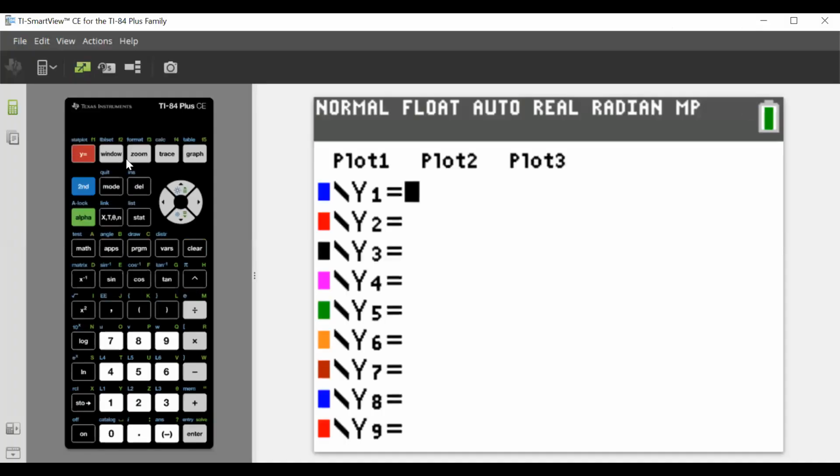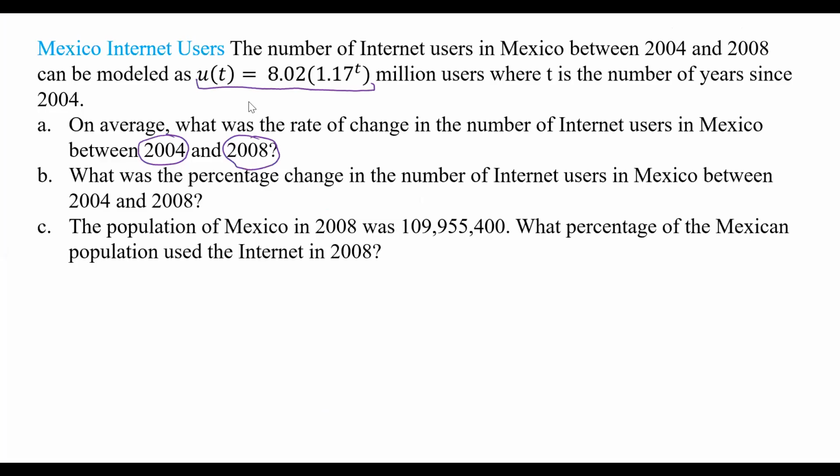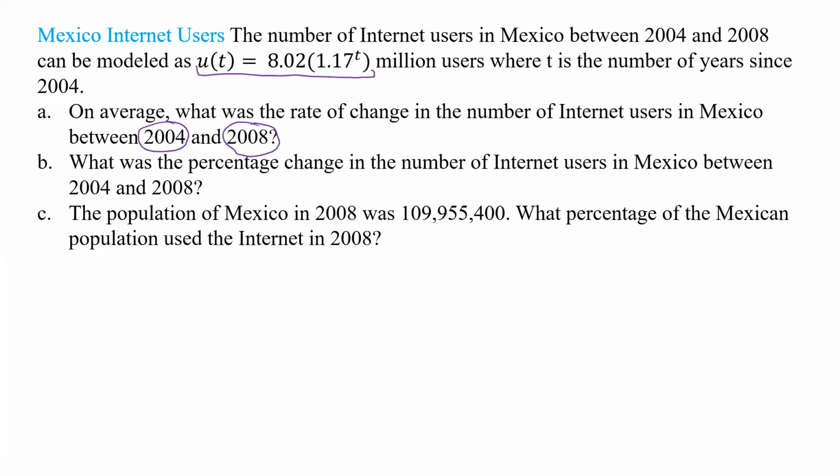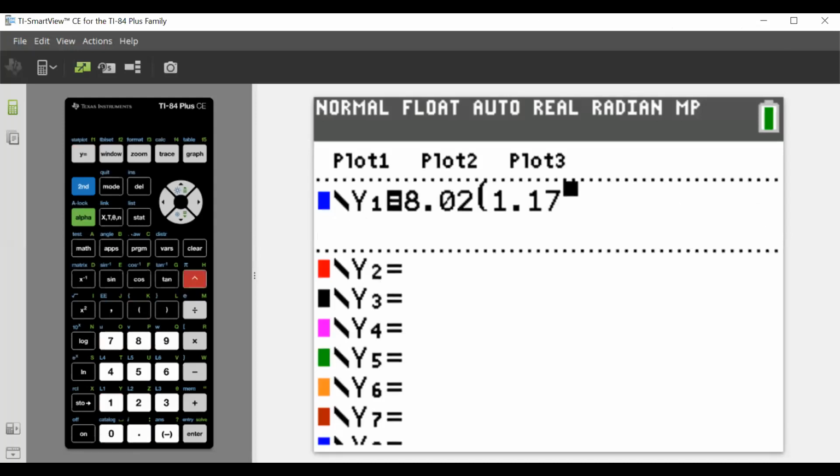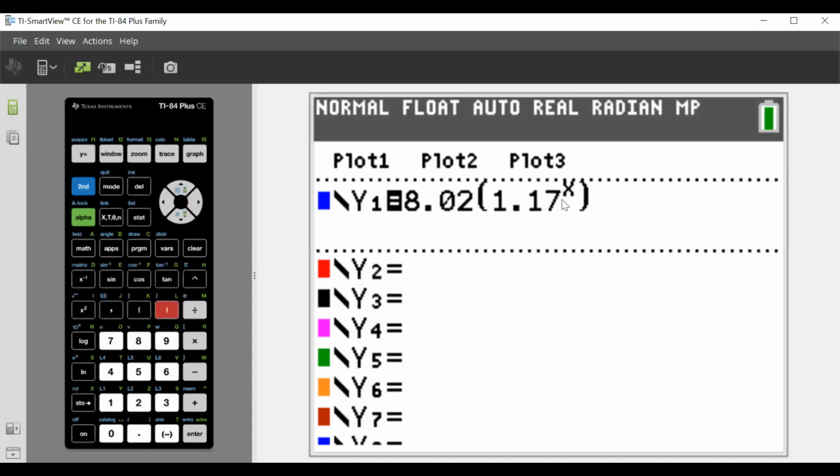So we have to type our equation in, and our equation, which I have now forgotten to write down, is, let me write it down: 8.02 times 1.17 to the t. So we have 8.02 times 1.17 to the x, and arrow down. And so now we have that.